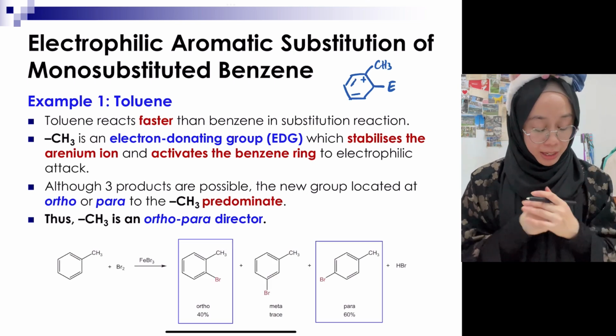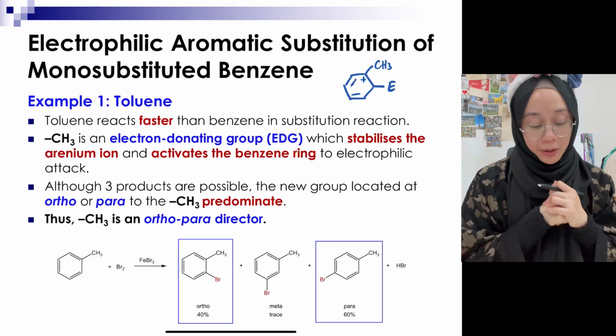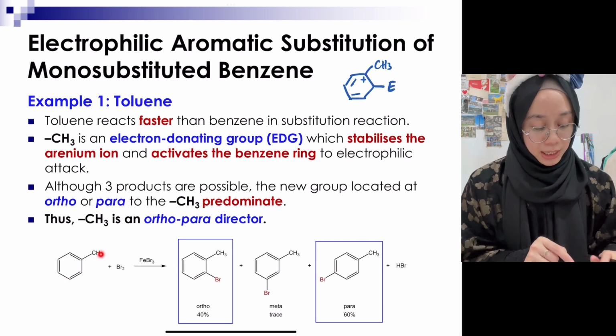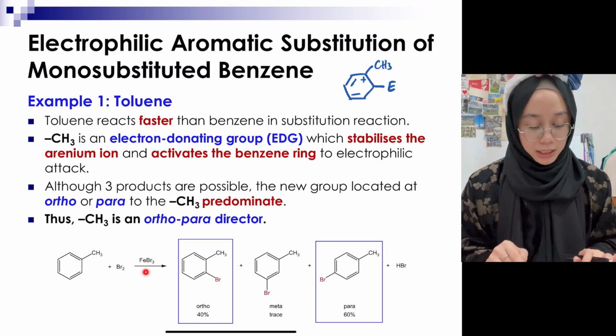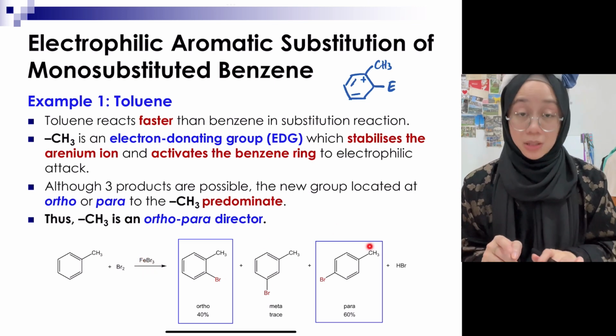Okay, so maybe kalau tengok ini mungkin boleh lagi faham. Okay, so kita ada toluene dekat sini, kita reactkan dengan bromine in the Lewis acid. So as you can see, macam Miss cakap tadi, ada 3 produk yang possible.